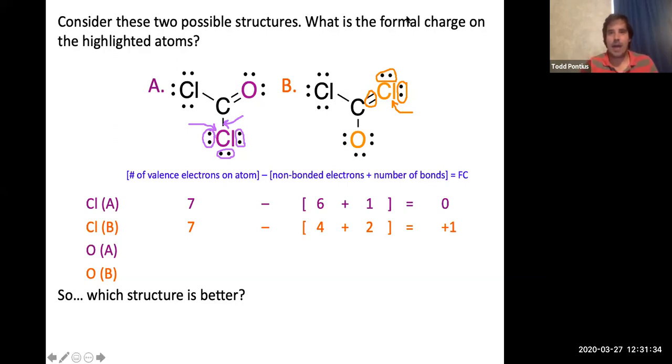Now then, back to molecule A. And we're going to look at this oxygen. Oxygen is in group 6, so it has 6 valence electrons. And there are 2 lone pairs and a double bond. So it's going to be 6 minus 4 plus 2, which gives us 0.